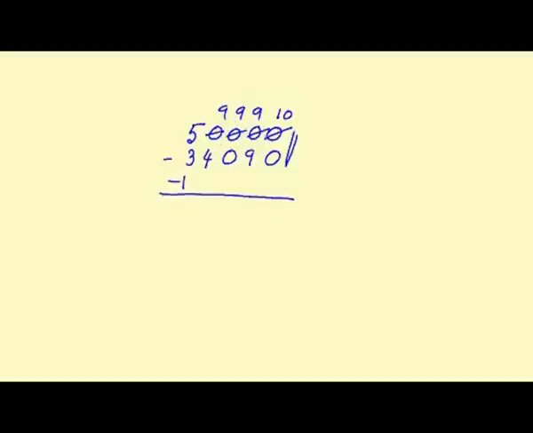So here we apply the sutra correctly and write the answer. So we keep this minus 1 and we replace the next 2 zeros with 9s. Then we replace the third 0 with a 10, and we don't do anything with the last 2 zeros. And now we do the sum, that is 5 minus 3 minus 1 is 1, 9 minus 4 is 5, 9 minus 0 is 9, 10 minus 9 is 1, and 0 minus 0 is 0.